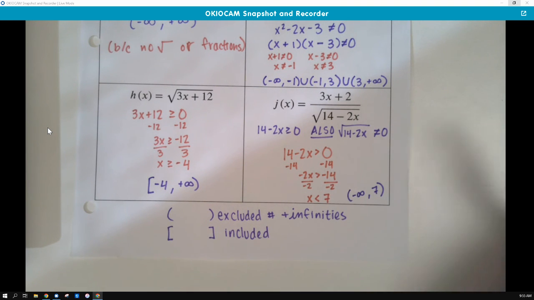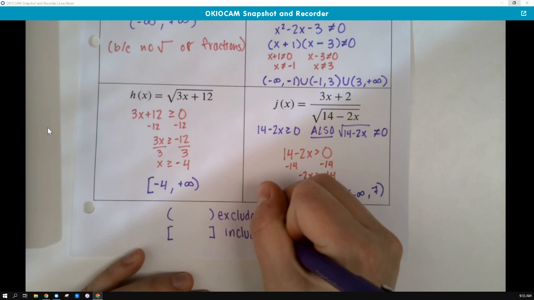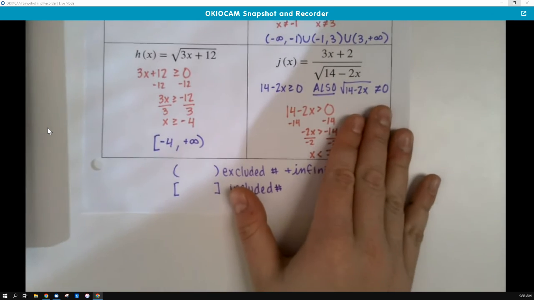Cool. What's up? Parentheses for excluded numbers and infinities, and then brackets for included numbers. I didn't put a number sign yet. Yeah, so just that bottom there.